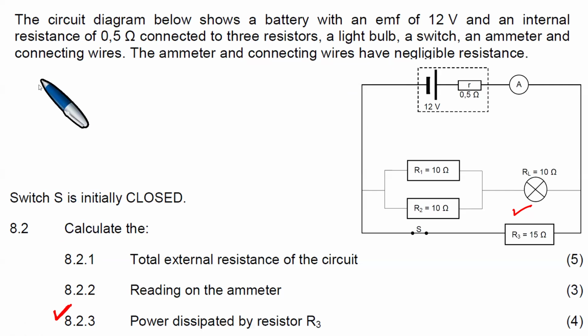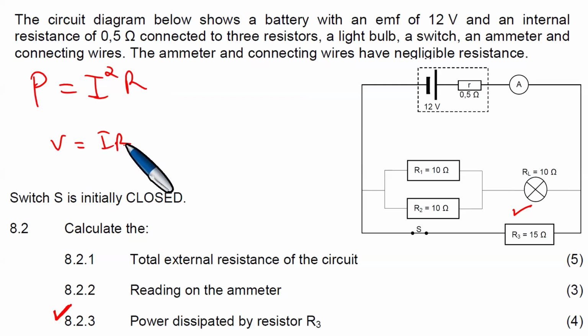So now, the couple of things that we're going to use. Power is I squared R. But a couple of things that we know: we know that V is IR, because R3 will provide us with 15 ohms. So now check.